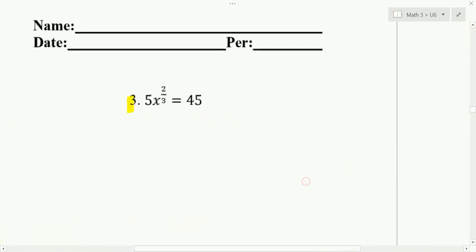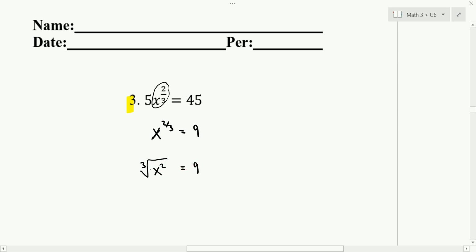Number 3. Here we want to solve for x again, and so we want to get x to the 2/3 power by itself. So first divide by 5 and we get x to the 2/3 power is equal to 45 divided by 5, which is 9. And then to work through this, well, this means the cube root of x squared is equal to 9.